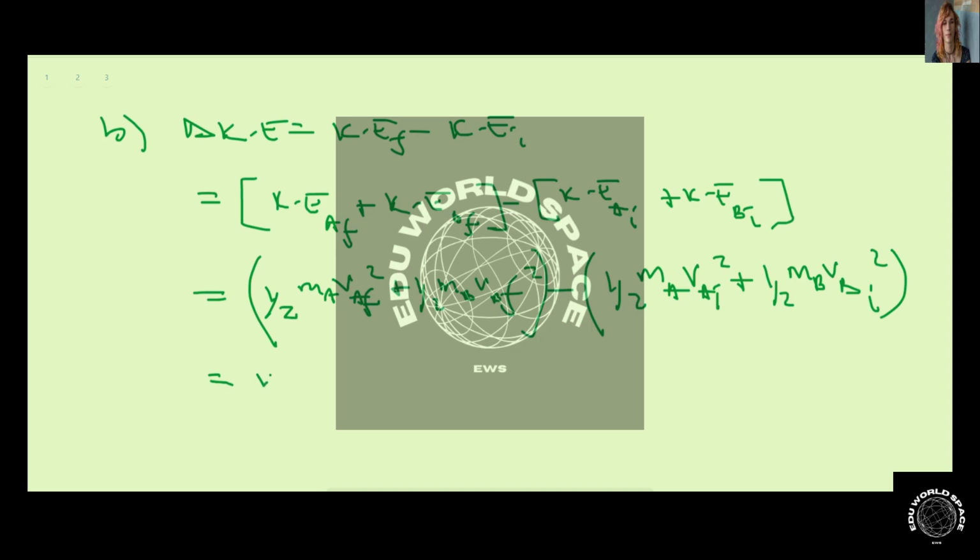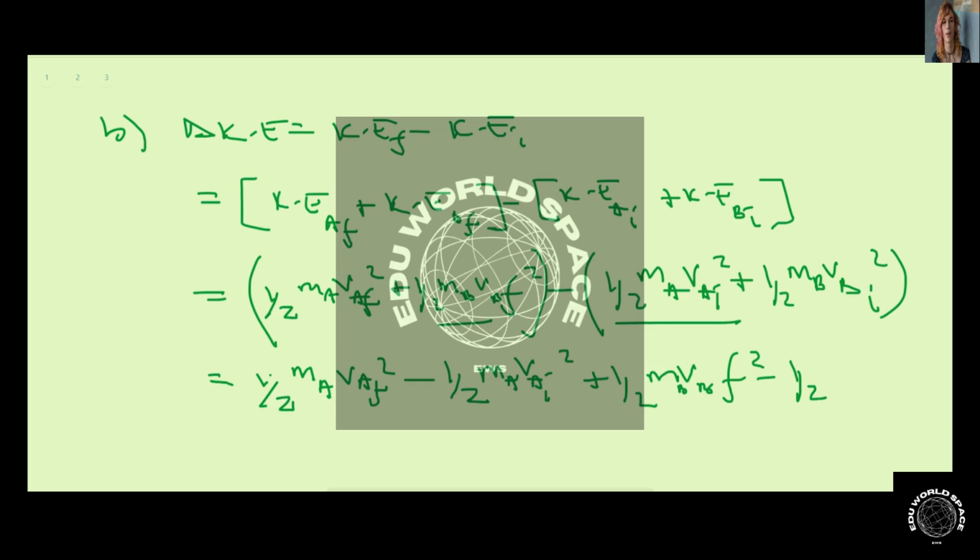We can simplify the whole thing by moving things around. So we have 1/2 m_a v_a final squared. This one right here, we're going to put them together, minus 1/2 m_a v_a initial squared, and then we bring this on, plus 1/2 m_b v_b final squared, minus 1/2 m_b v_b initial squared. So what we're doing right now, we're doing algebra, we're doing a distribution of the minus to both of them, and then putting all the A's and all the B's together.